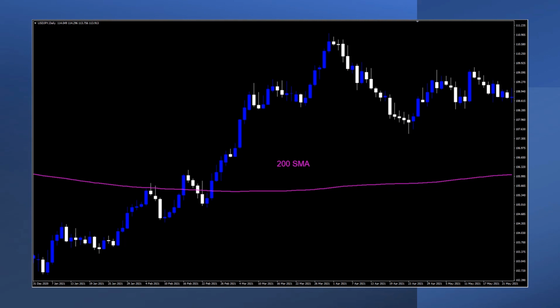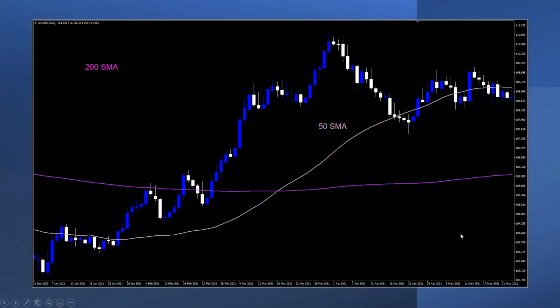So this first example is a 200 simple moving average. That's what the SMA stands for, simple moving average. As you can see, it's again a pretty broad stroke of the brush. 200 indicates how many candles back it is calculating the moving average on. And when you have a large number like that, you're going to have a pretty smooth line.